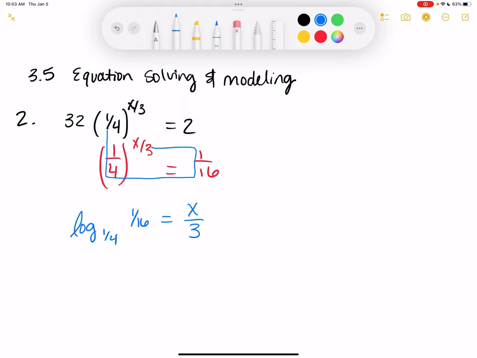And before you put it in your calculator, I would go ahead and multiply the 3 over here. So you'll have 3 log base 1/4 of 1/16 is equal to x. So this is what's going in your calculator.